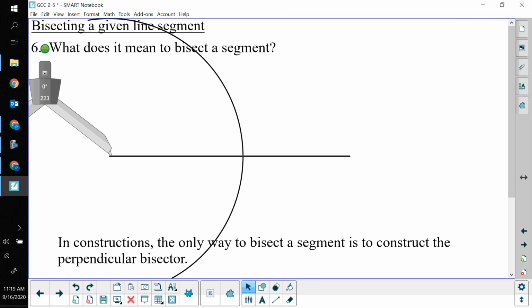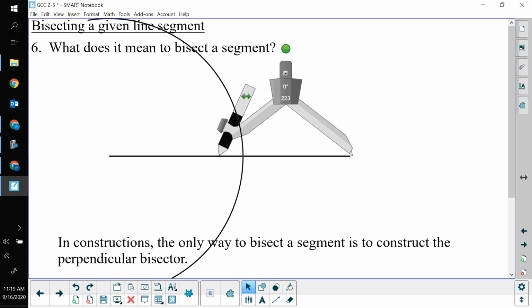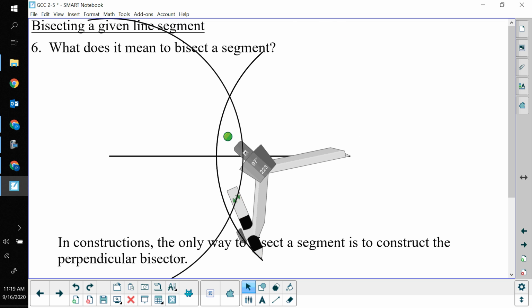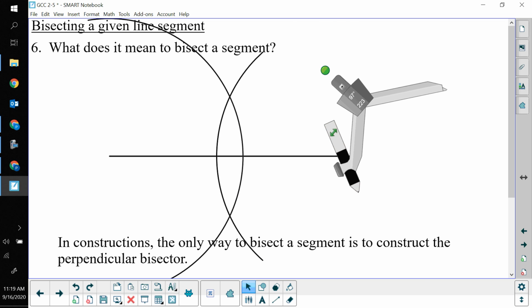Then we'll flip-flop. We'll put our point on the other side, keeping your compass exactly the same amount opened. Swoop up and swoop down, and you should get two intersections. All we do is with our straight edge, we draw a line straight through those.